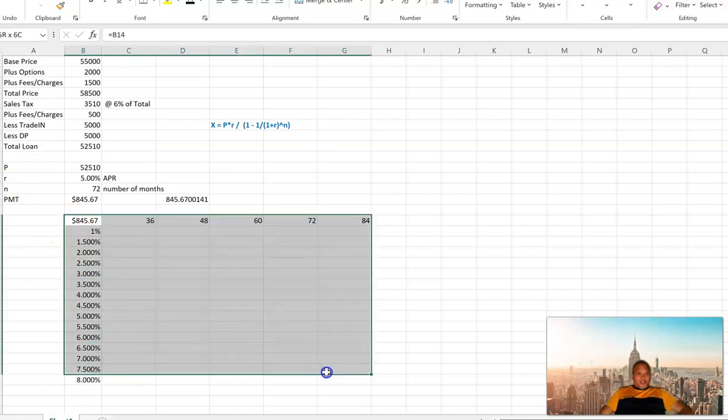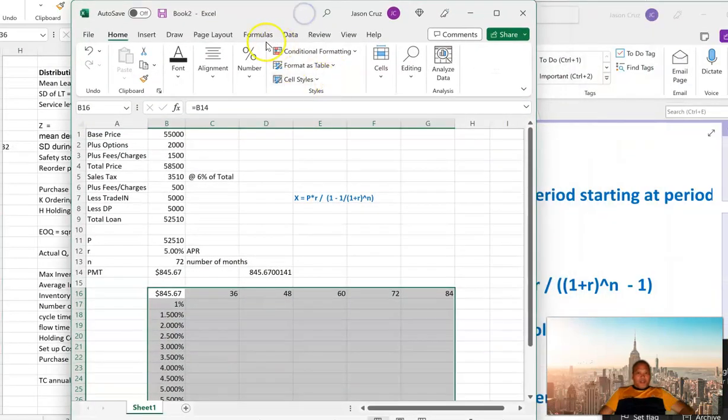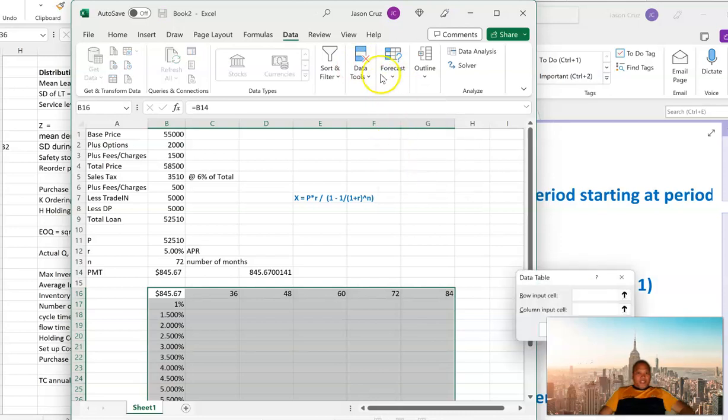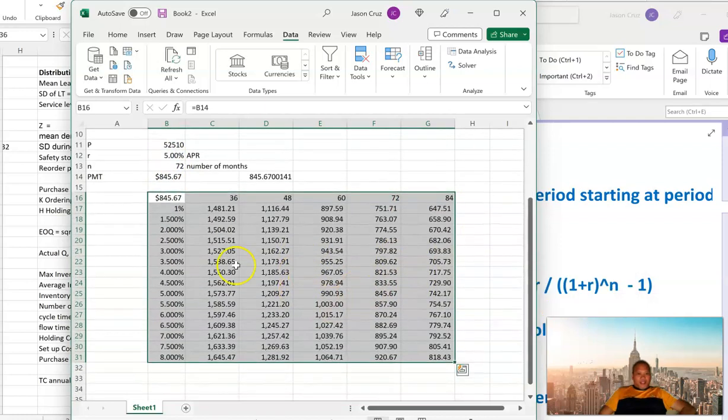To do that, you just highlight this table here, and then you go to Data, What-If Analysis, and then Data Table. The rows here will be this, which corresponds to the number of payments, and the column will correspond to the interest rate. Then you click OK, and you have this.